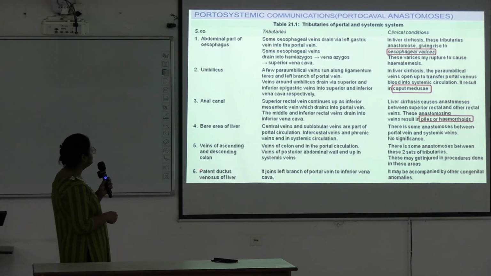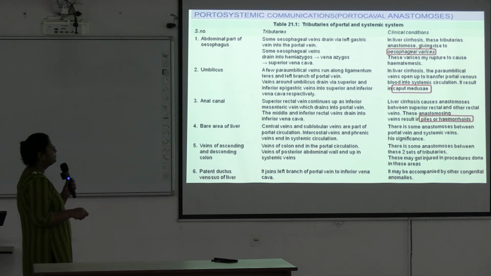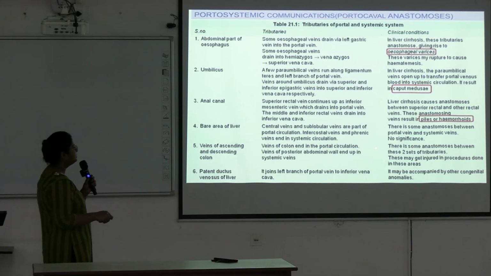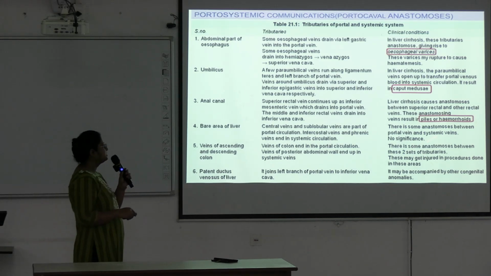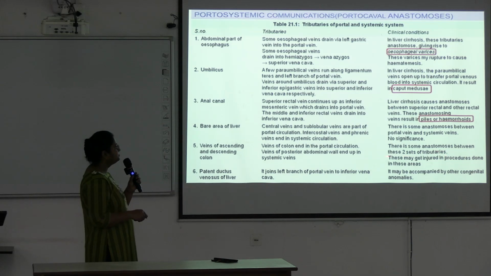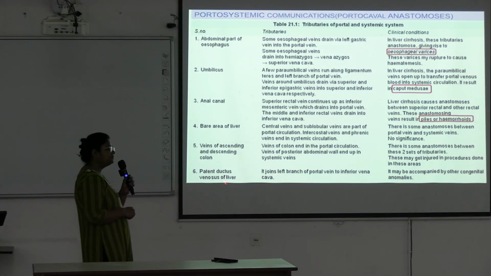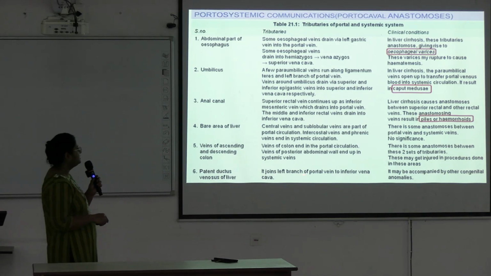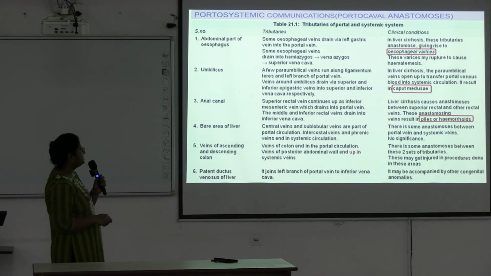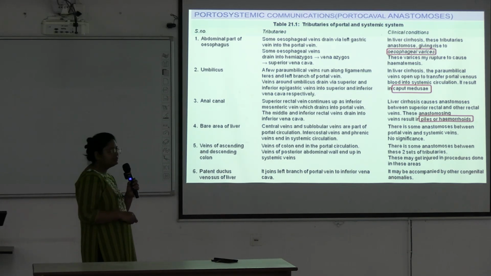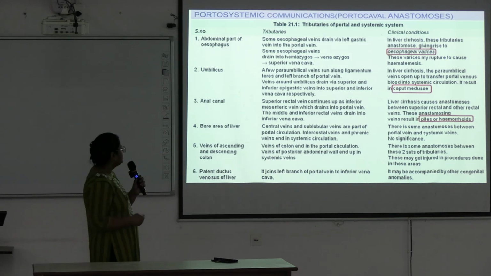Next is the veins of the ascending and descending colon. Veins of the colon end in the portal circulation, and veins of the posterior abdominal wall end in the systemic veins. And there is some anastomosis between these two sets of tributaries, and these may get injured in procedures done in these areas. Next is the patent ductus venosus of the liver. It joins the left branch of the portal vein to the inferior vena cava, and it may be accompanied by other congenital anomalies. Next.